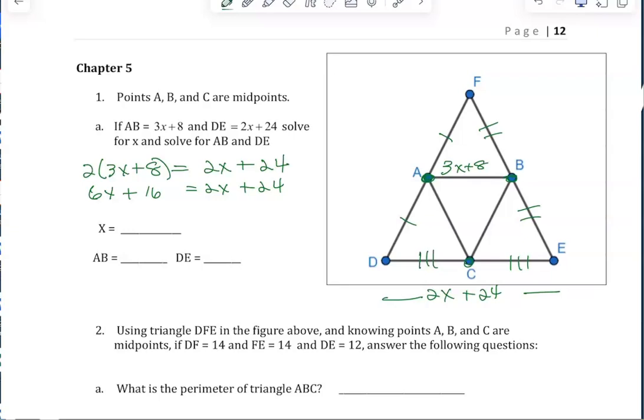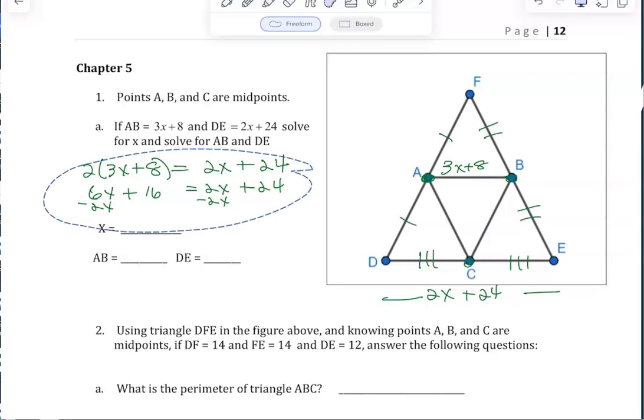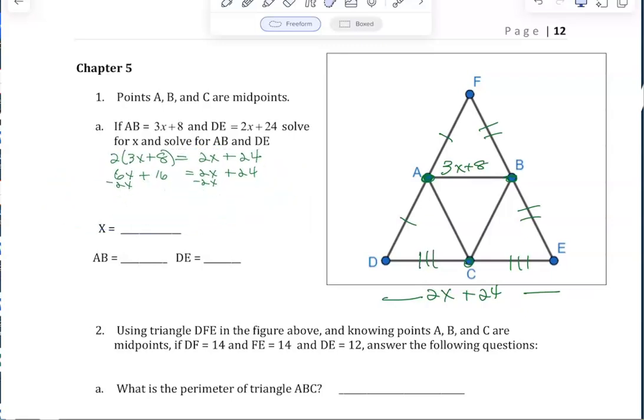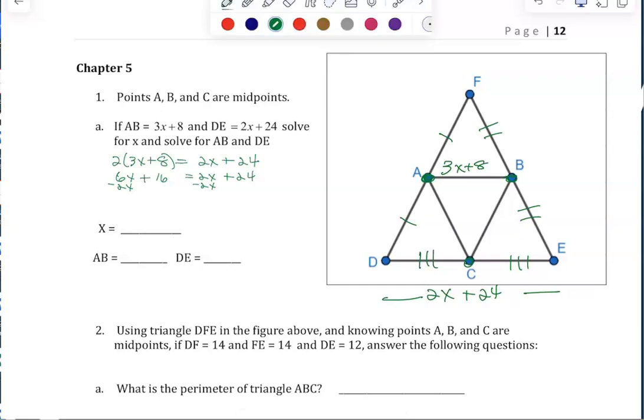And now get your x's on one side. I'm going to subtract 2x here, subtract 2x here. I'm going to make this stuff a little bit smaller so that I have room. So let me do that better. Okay, that's better. Okay, so now I'm going to rewrite the equation with that subtraction taken into account. So now I have 4x plus 16 equals 24.